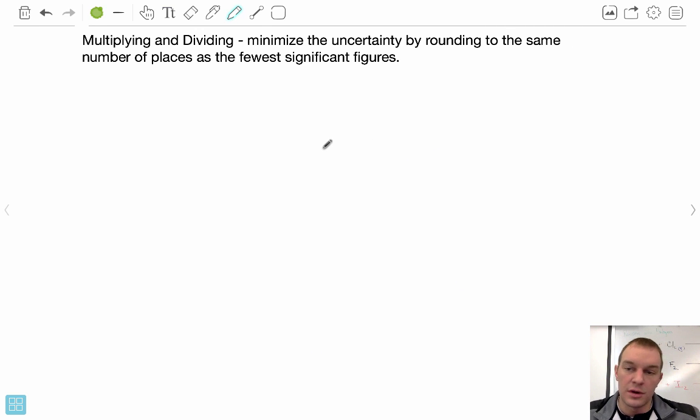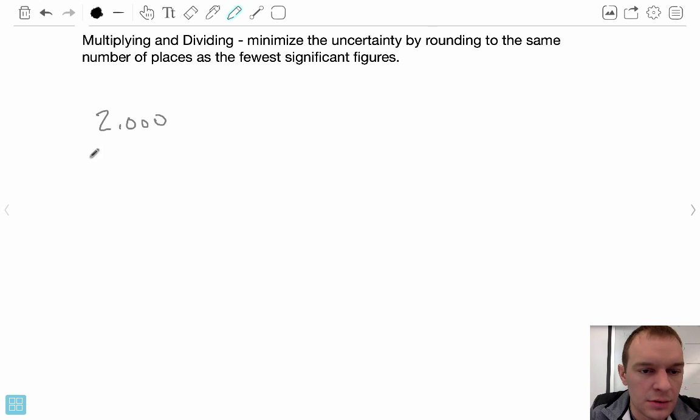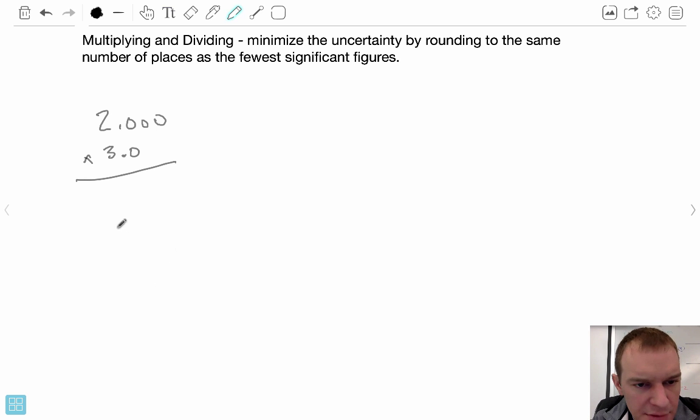Okay? When you're multiplying and dividing numbers, same concept. We want to minimize uncertainty but instead we're going to round to the same number of places as the fewest significant digit. So I'm going to pick some really easy numbers here. Let's say we've got 2.000, and we'll multiply that by 3.0. Okay? If we were doing our typical math, we would find out that that works out to be 6.0000. However, we want to look at our significant digits, and we want to realize that we are going to round to the fewest number of significant digits.